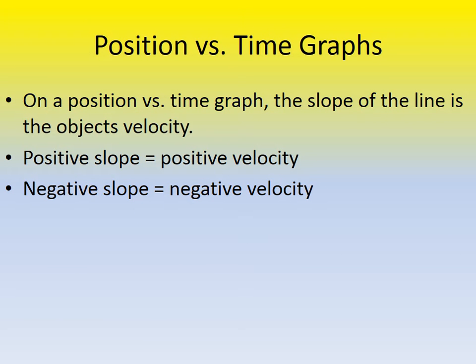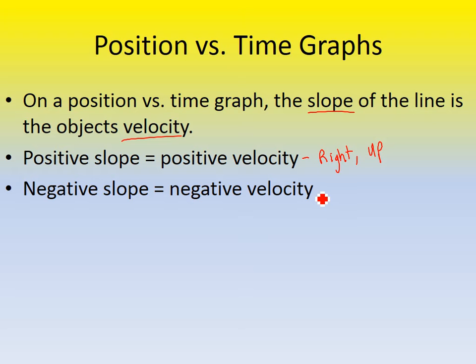On a position versus time graph, the slope of the line is the object's velocity. Slope equals velocity. We just got to remember that. Okay. Positive slope is positive velocity. So which way would we be going if there's a positive slope? We're going to the right because in physics, right is positive. Or we could be going up if we're talking about vertical motion. But most of the time when we're describing motion, we're talking about motion left and right. But it could be up and down too if you're talking about a space shuttle or something like that.